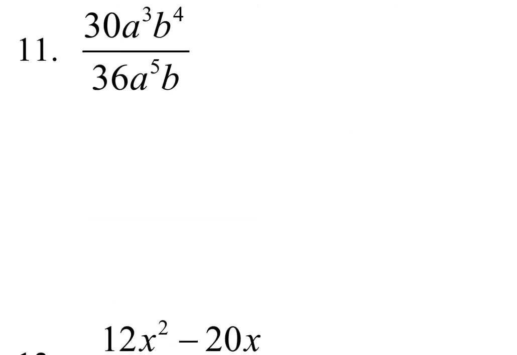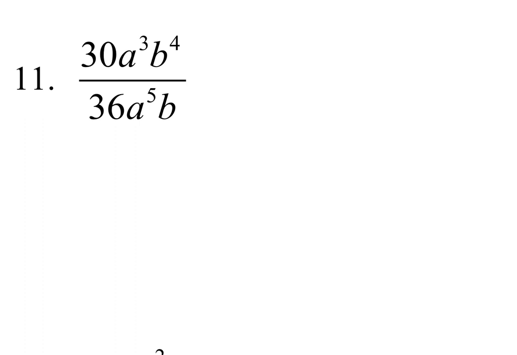So number 11, we're simplifying to the lowest terms. And as part of the final answer, I'm going to go ahead and tell you a couple of ways to think about this. 30 divided by 36. 6 goes into both of them, into 30 5 times, and into 36 6 times. The fraction 30 over 36 simplifies into 5 over 6.